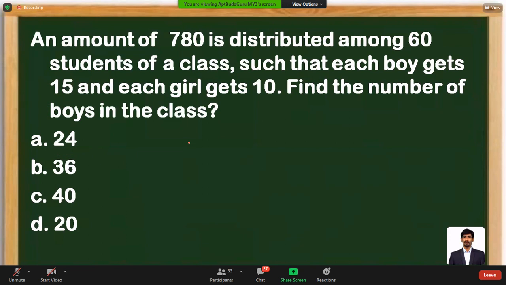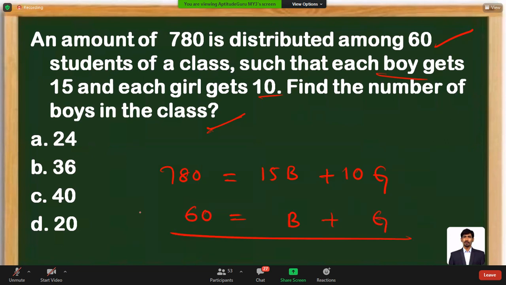Next question, a practice question you can solve. An amount of 780 is distributed among 60 students. Each boy will get 15, each girl will get 10. What is the number of boys in the class? 780 is distributed, 15 rupees for each boy, 10 rupees for each girl. Total how many students are there? It's going to be 60. So boys plus girls is going to be 60. How many boys are there is the question.